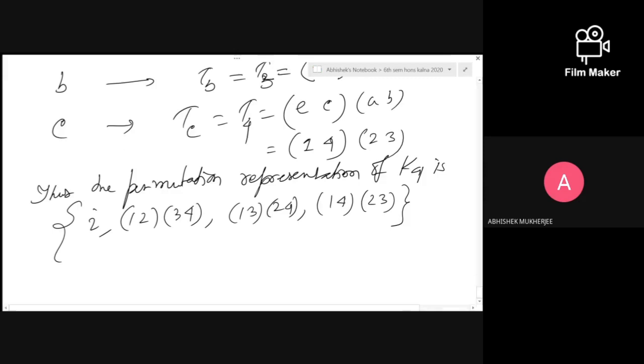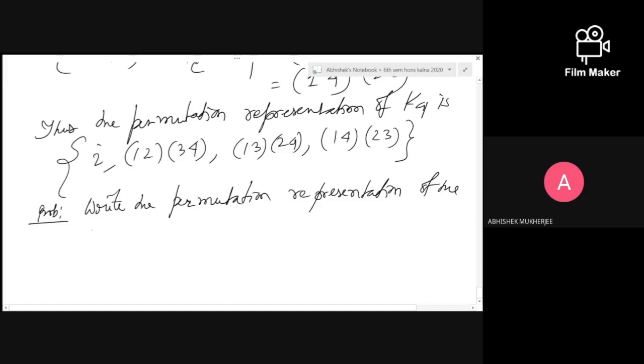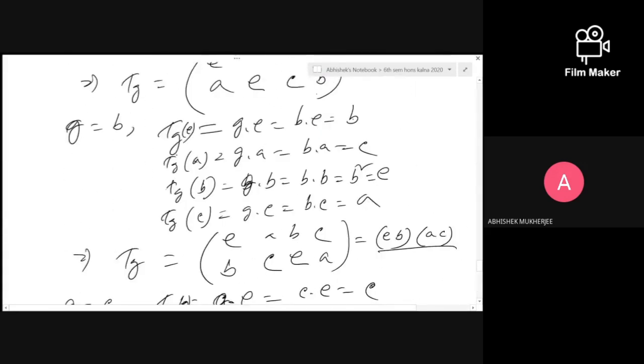In a similar way, I would like to give you the exercise: write down the permutation representation of the group Z4. It is also a group of order 4, a cyclic group of order 4, Z4. So you need to represent it in S4, as we have done for the Klein-4 group in this procedure.